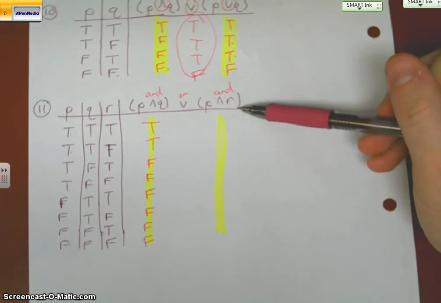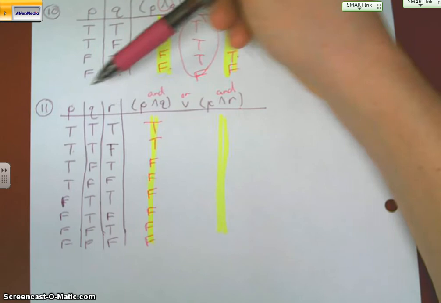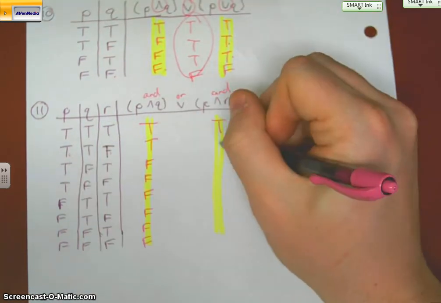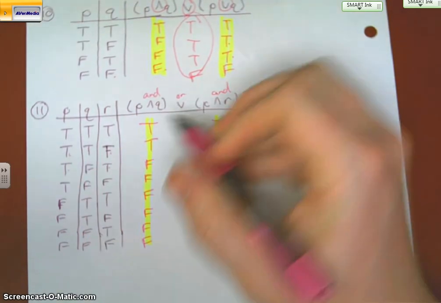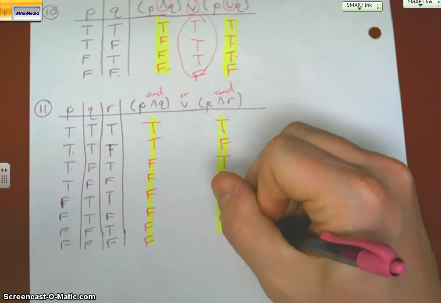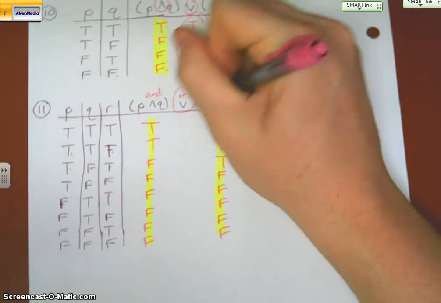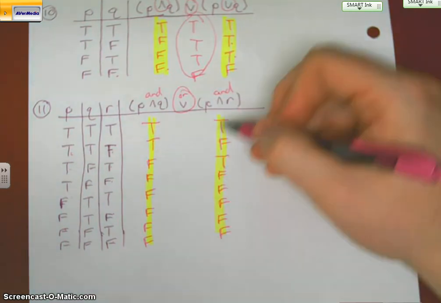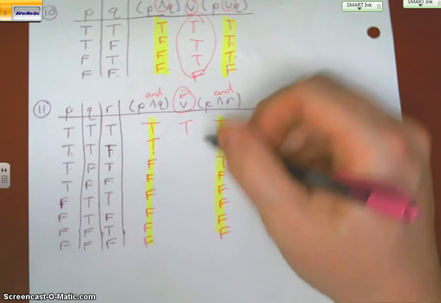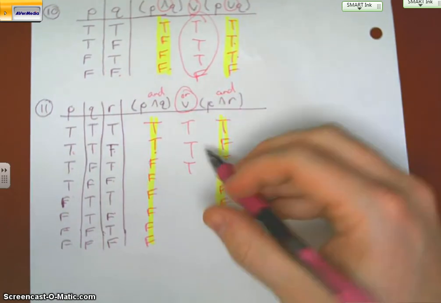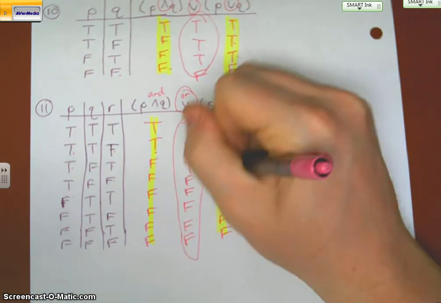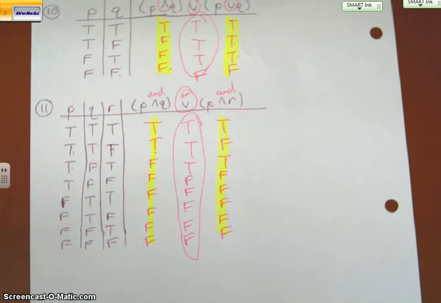Over here, we're going to do P and R. P column and the R column. So I have true, there's a false there, true, false, false, false, false, false. And then finally we're going to compare these two columns as an OR. I just need one true. I got one, got one, and then everything else has false all the way down. That's part 1, inequalities and truth tables.